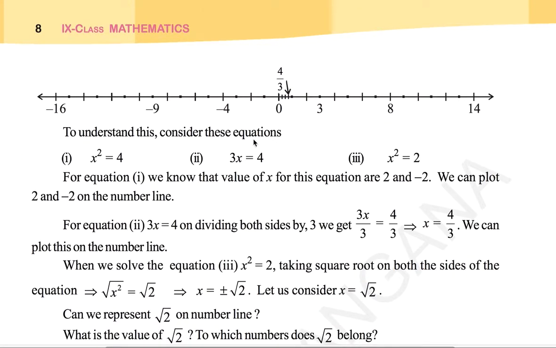To understand this, consider the equations: x square equal to 4, 3x equal to 4, x square equal to 2. From equation 1, we know the values of x are 2 and minus 2. We can plot 2 and minus 2 on the number line. 3x equal to 4, x is 4 by 3. That also we can plot on the number line.